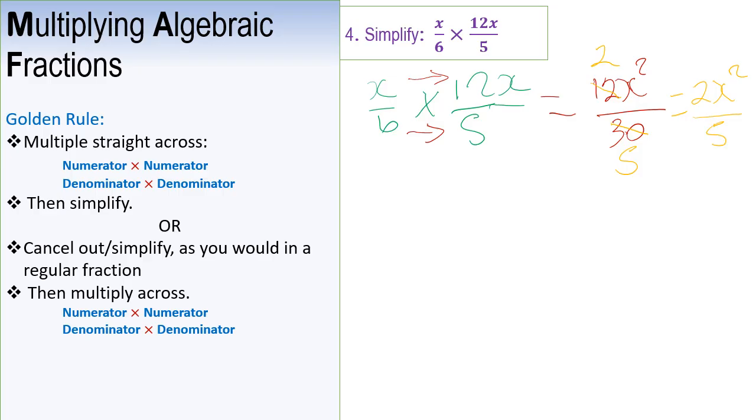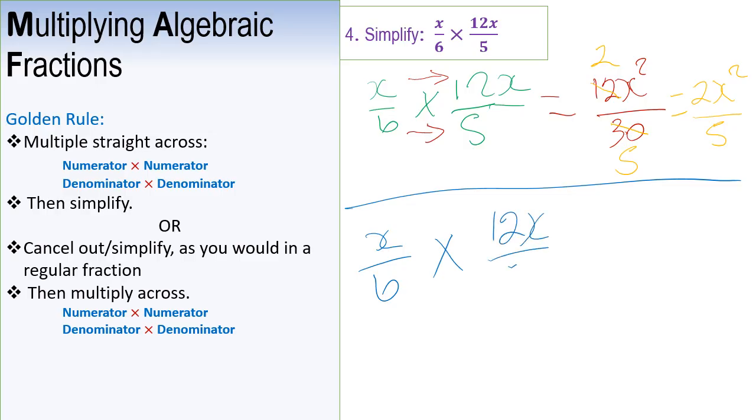Using our second option, x over 6 multiply 12x over 5. You can go ahead and cancel out. So you're doing the vertical canceling out when you're canceling out before you multiply across. So 6 into itself goes 1 time. 6 into 12 goes 2 times. x and 5 cannot be cancelled out, so you go ahead and you multiply right across. x times 2x is going to give you 2x squared, and 1 times 5 is 5. Both answers are the same.